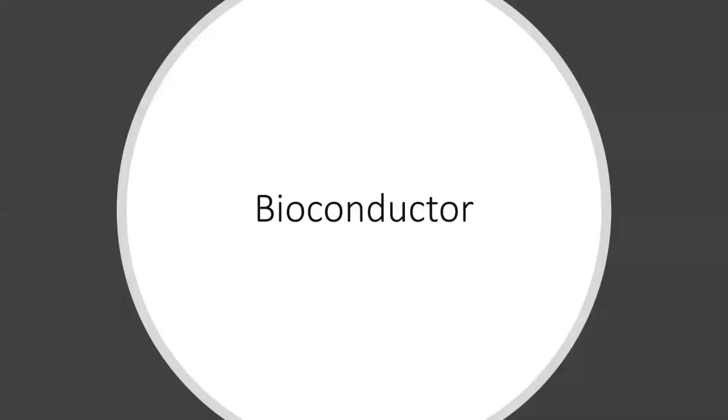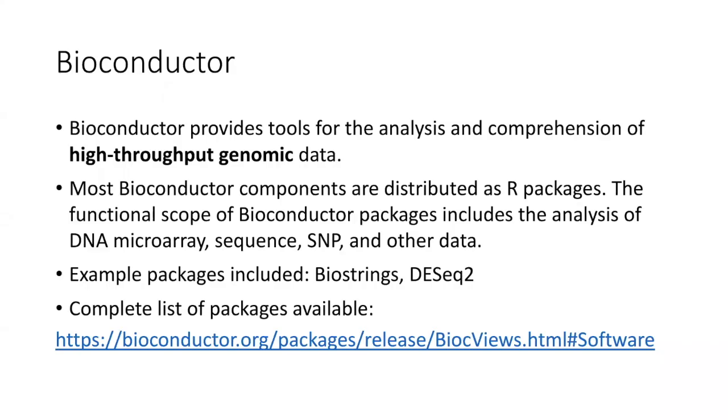Okay. So Bioconductor, as I mentioned before, provides tools for the analysis and comprehension of high throughput genomic data. There are a lot of packages available. I think there are 2,000 packages currently available in Bioconductor. I checked it yesterday. The functional side of Bioconductor packages includes DNA array, microarray, sequence data, SNP data, and all the others. So it's going to be a broad area.